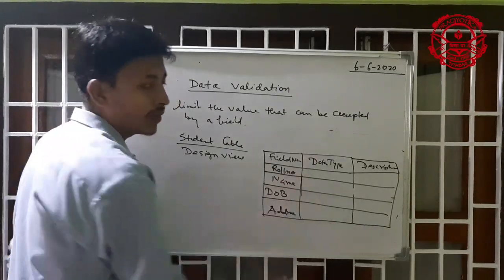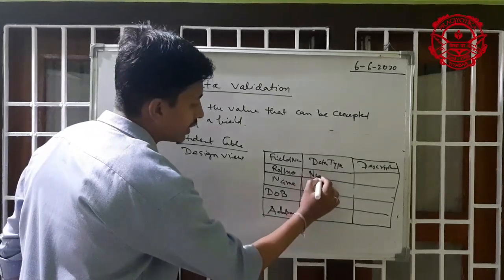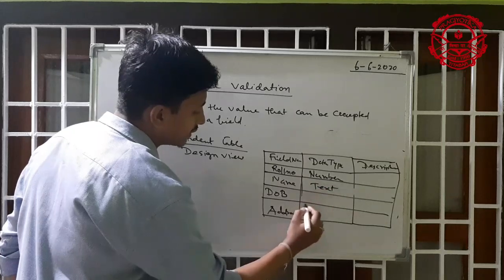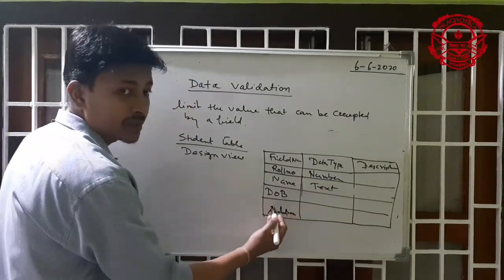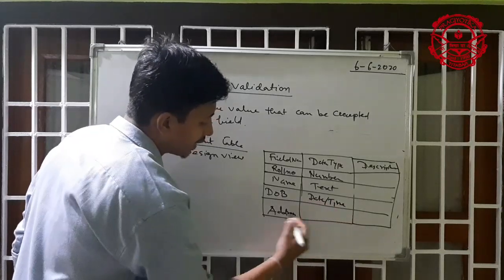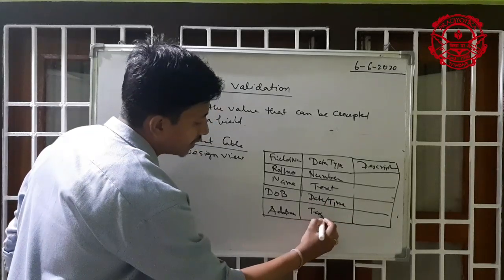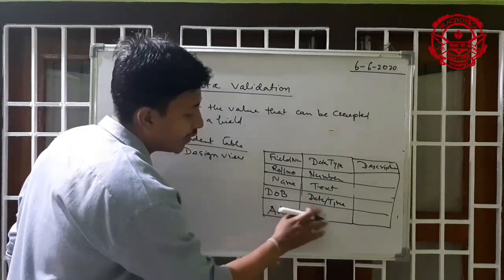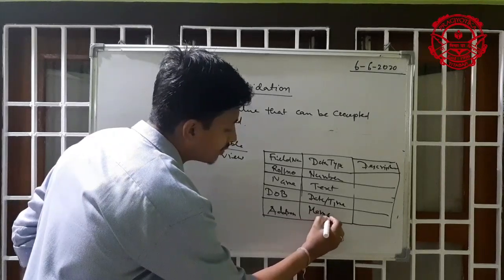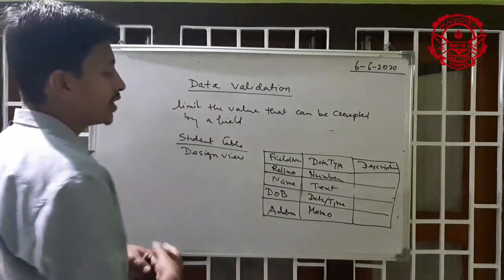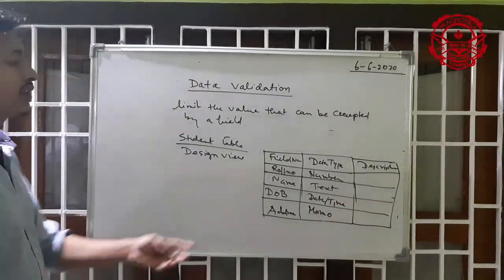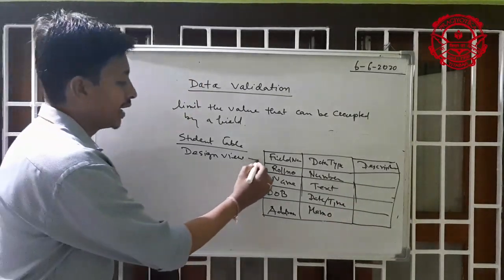Okay, in data types, roll number is what? Roll number is a number. Name should be a text. Date of birth, it means what? Date and time. Address again is not text, it should be a memo, because memo contains more information. Okay? So this is the design view of your student table.